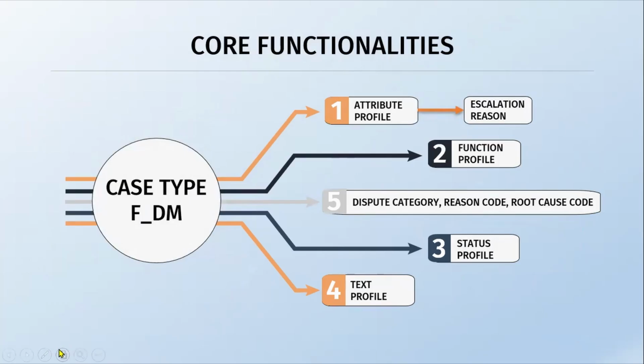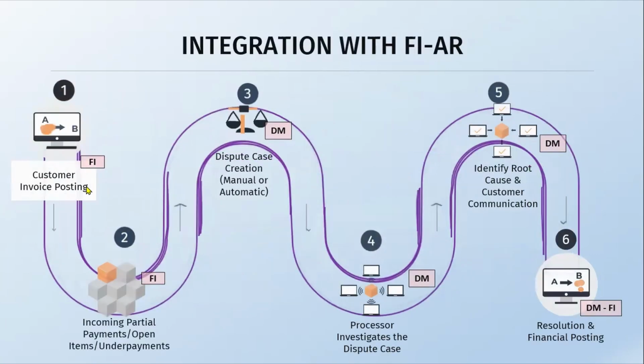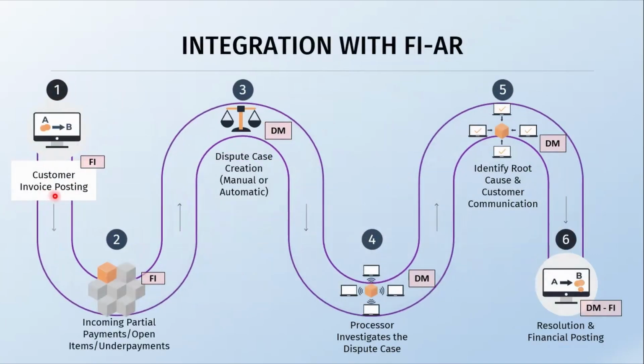Now let us understand the integration of FI accounts receivable with dispute management. So the first one is customer invoice posting. This is where the billing document or FI invoice is created, forming the basis for dispute identification. Then we have incoming partial payments, open items which are due from a very long time, or any underpayments. Whenever a customer pays less or leaves an item open, the system flags these as potential disputes for review. And after the identification, the dispute case is created.